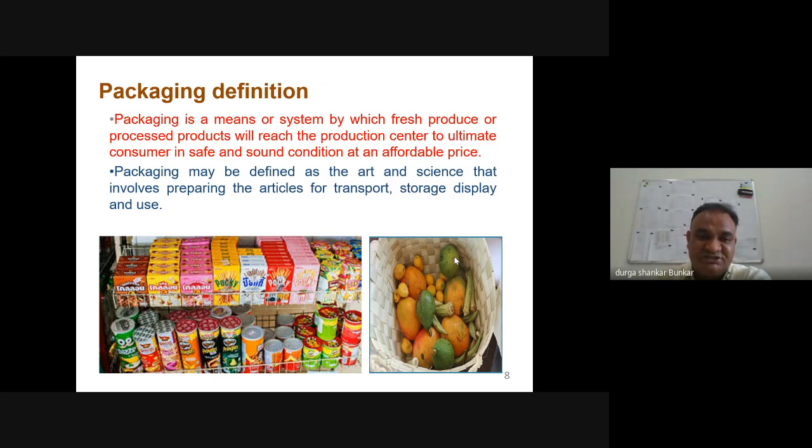And packaging, as a definition, is defined as the art and science that involves preparing the article for transport, storage, display, and use. So these are the steps that we have to sum up in this technical term, which is packaging.